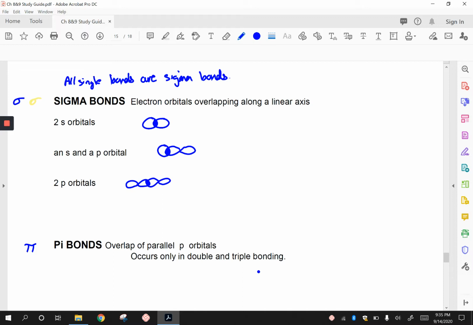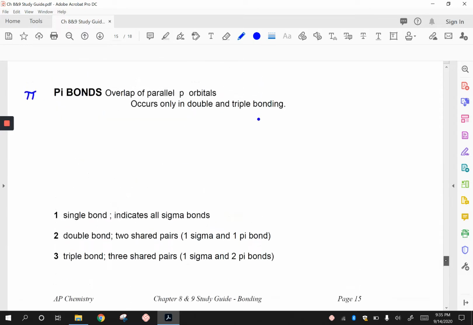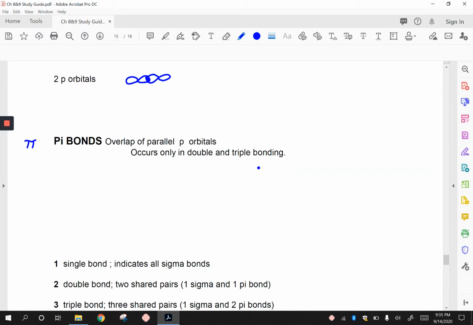Pi bonds are the second or third connection between two atoms, and so those only occur with p orbitals, no s orbitals here, and it is a parallel overlap as opposed to a linear overlap. So remember, p orbitals look like dumbbells, and so we have p orbitals that are in the x plane, the y plane, and the z plane.